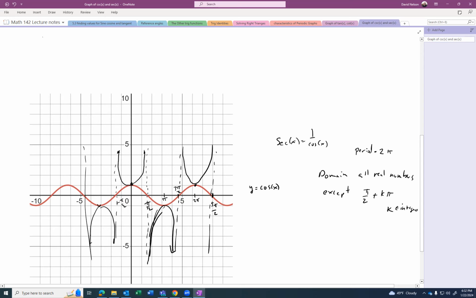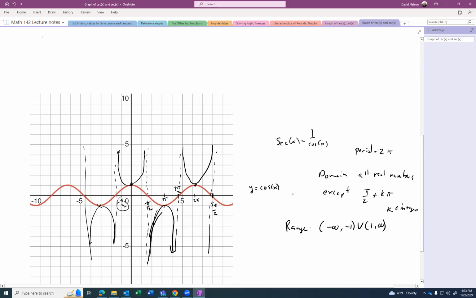So if k is equal to -1, I'm going to get pi over 2 minus pi, which is going to give you the negative pi over 2 here. If I get pi over 2 plus pi, that would be 2 pi over 2, or 3 pi over 2. Anyway, so that's the domain in there. Range is the same as the cosecant, -infinity up to -1, and from 1 to infinity for the range on the cosecant.